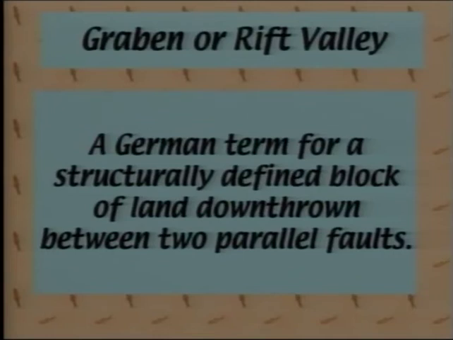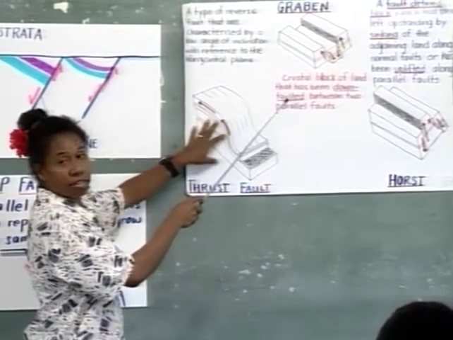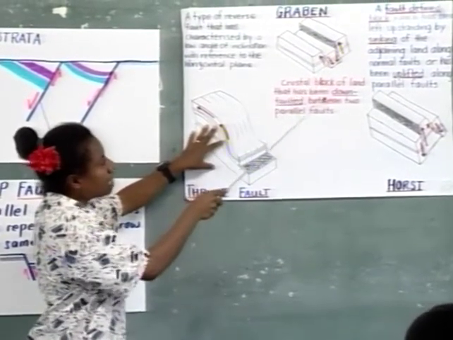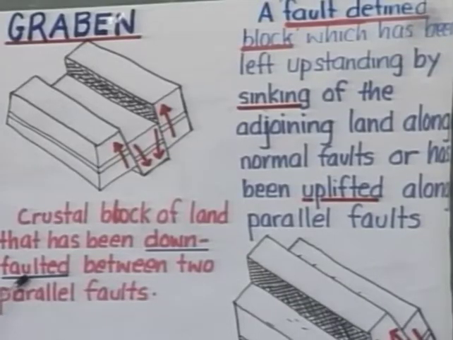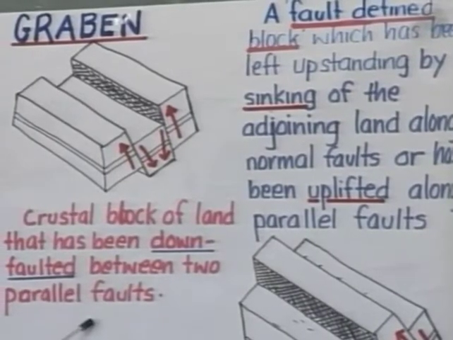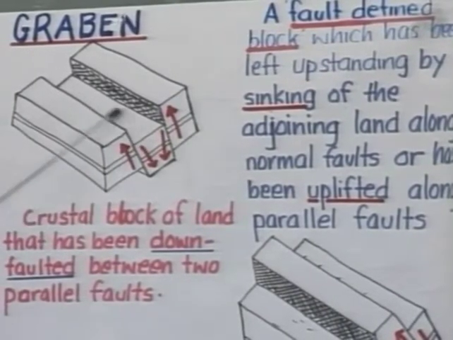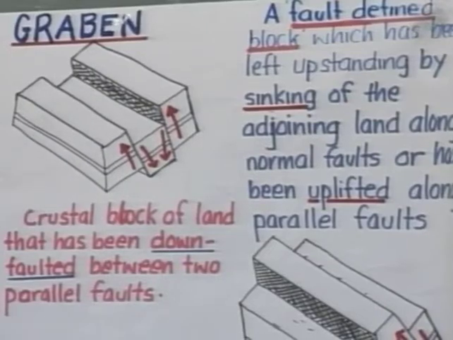Okay, definition to what a graben is. From the chart, it is simply to do with the crustal block of land that has been down faulted between two parallel faults. So this area here is referred to as a graben.